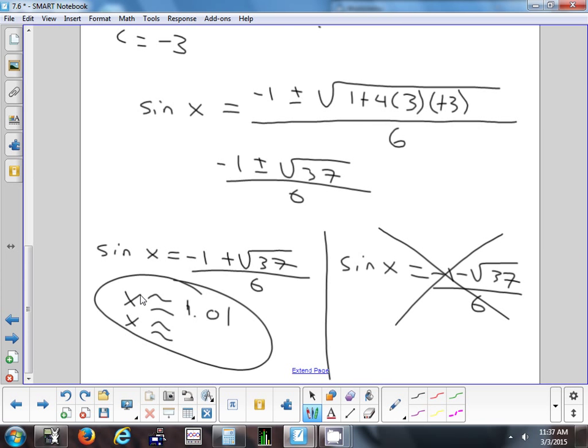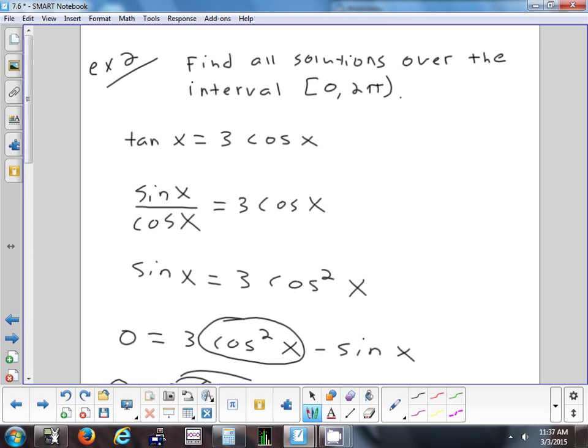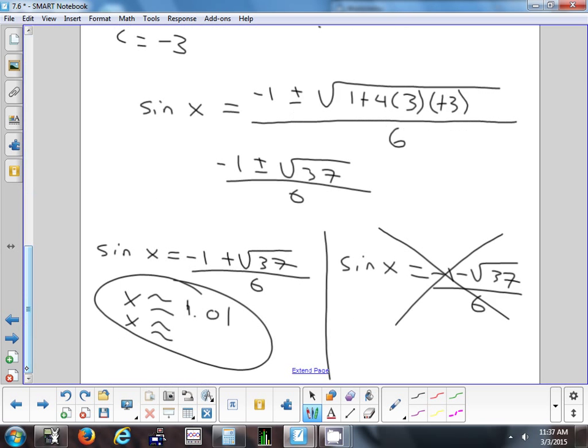Remember, the angle can be anywhere from 0 to 2 pi, 0 to 6.28. So 1.01 is between 0 and 6.28, so that's okay. The -1 to 1, that's different. You're looking at the argument, not the final answer.